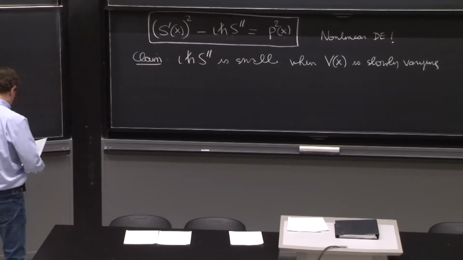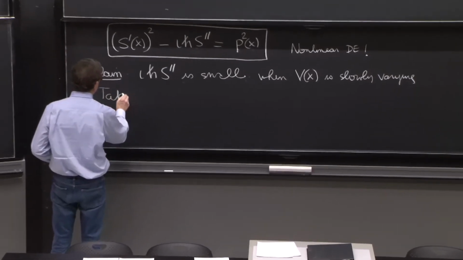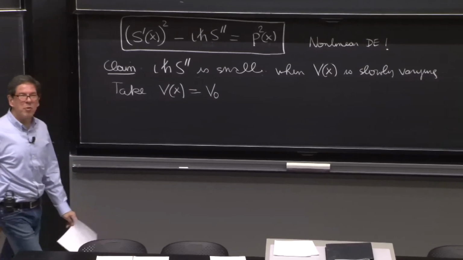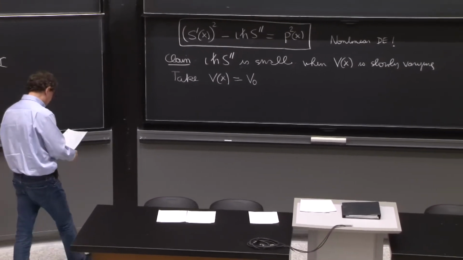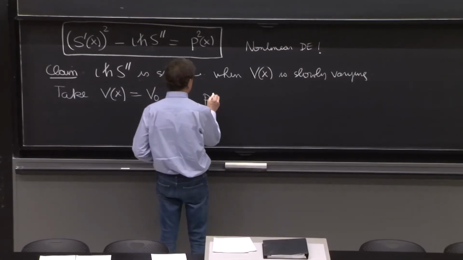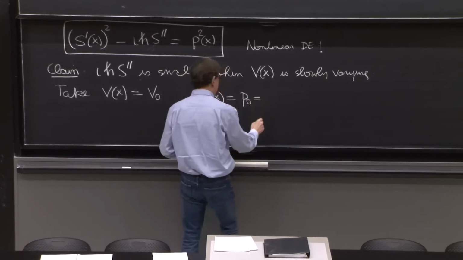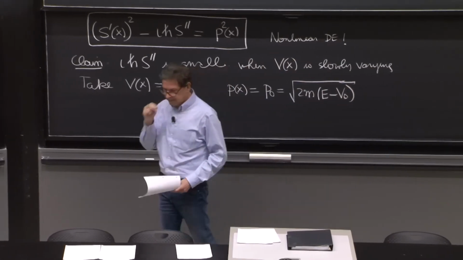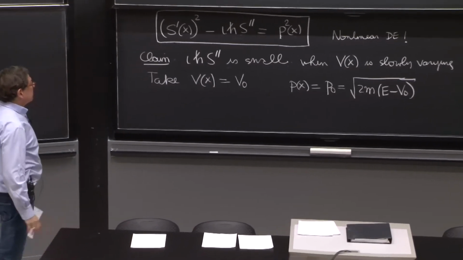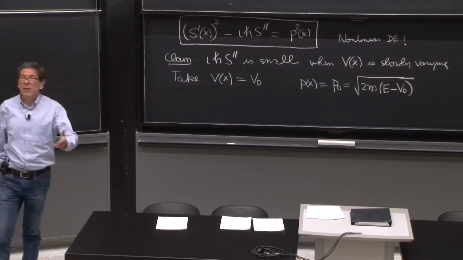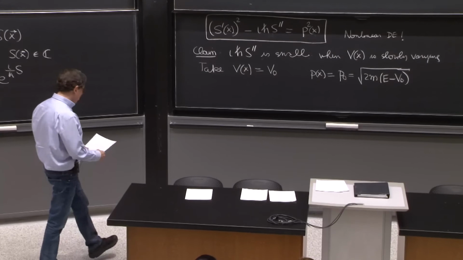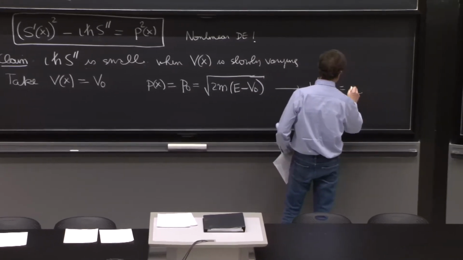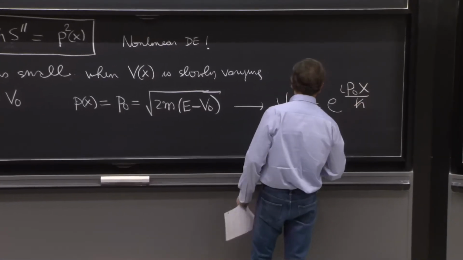So let's assume, indeed, let's take v of x equal to v0, a constant. This is the extreme case of a slowly varying potential. A potential that just doesn't vary at all. In that case, p of x is going to be a constant, and that constant is the square root of 2m times e minus v naught. And what do we have here? We have a free particle. This v of x is a constant. So the solution of the Schrodinger equation that you know in general is that psi of x is e to the i p naught x over h bar. That solves the Schrodinger equation.